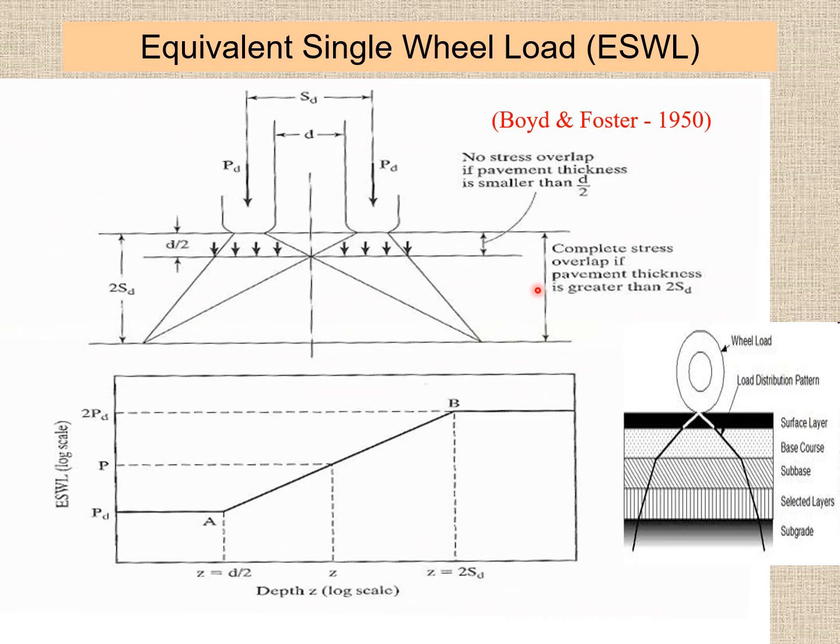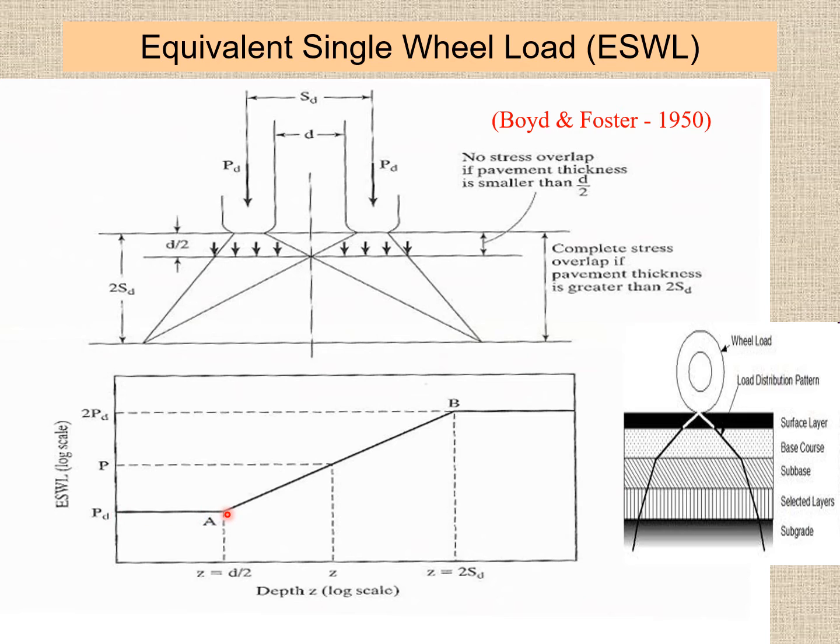Now we can show this thing graphically. We have the log scale along the x-axis and the vertical axis both. Here we have the equivalent single wheel load, and here we have the depth Z. So you can see that when Z is equal to D by 2, both wheels are acting independently, so the equivalent single wheel load is P sub D.